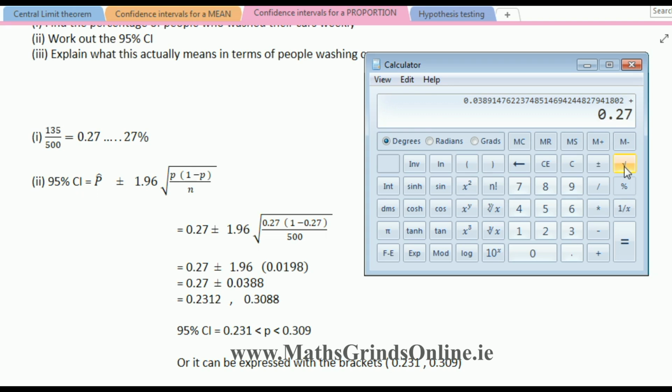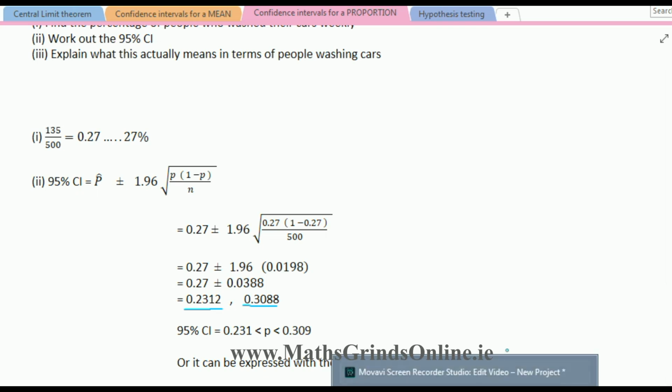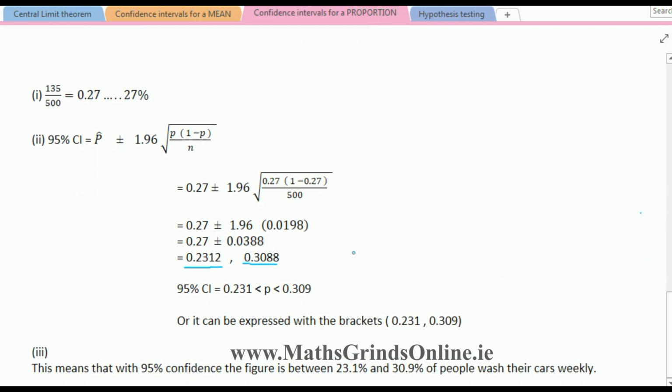Adding 0.27 to that, you can see our answers down here. And I didn't do it on the calculator, but when I took it away, 0.2312. So the 95% confidence interval is given as there from 0.231 up to, I rounded it up, 0.309. Okay, we can also show the brackets there if you want, the lower and the upper in the brackets, like that.